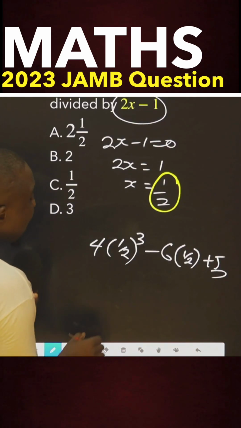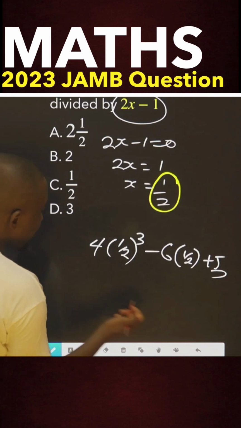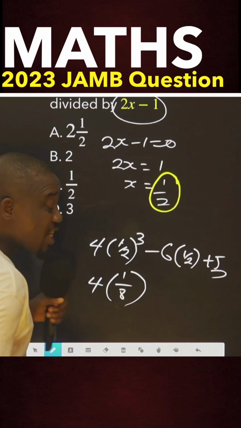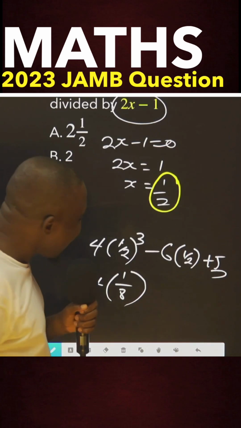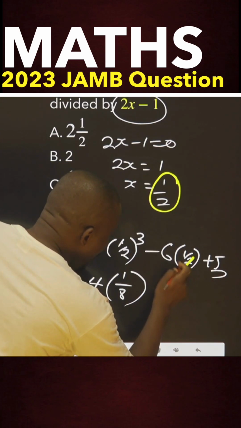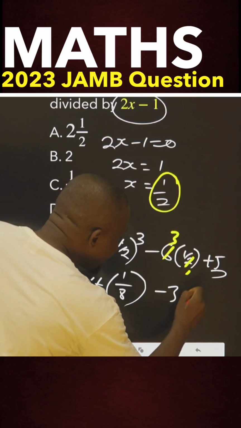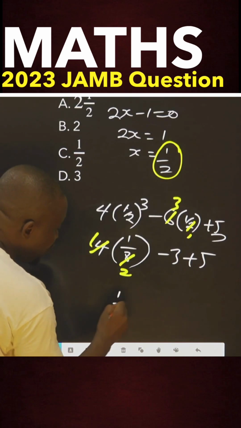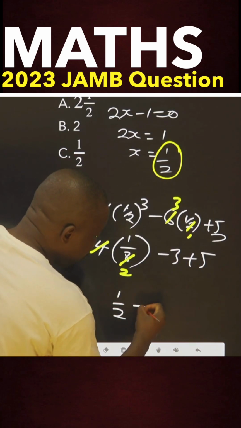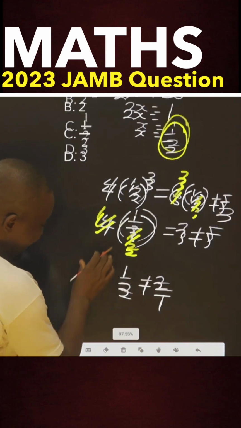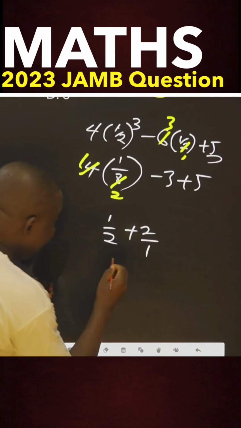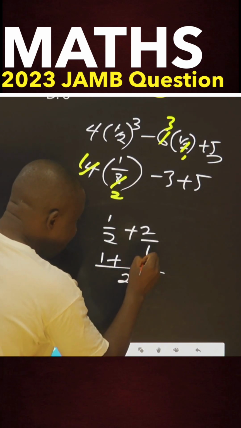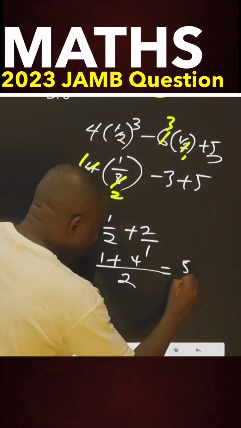What are you going to get from here? You agree with me that this is 1 over 8. 1 raised to power 3 is 1, 2 raised to power 3 is 8. There's 2 here, 1, 2 here, 3. That is minus 3 plus 5. This here 1, this here 2. That is 1 over 2. This 2 will give us what? Plus 2 over 1. So this one now, find the LCM, which is 2. 2 into this is 1, multiplied by this is 1, plus this is 2, that is 4, equals 5 over 2.